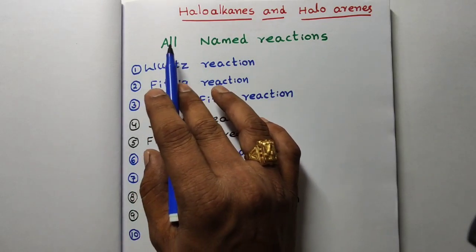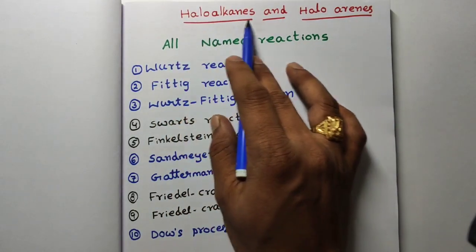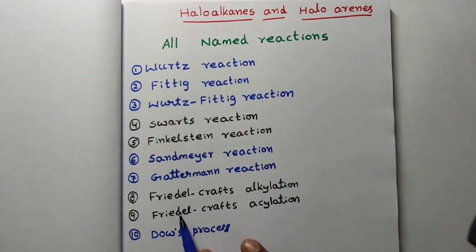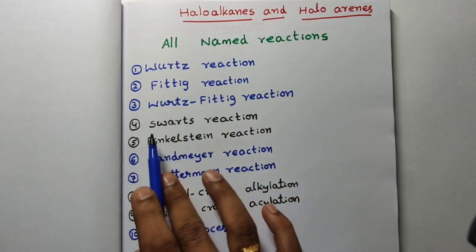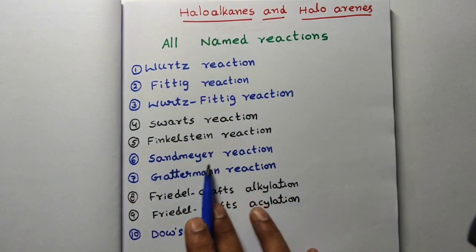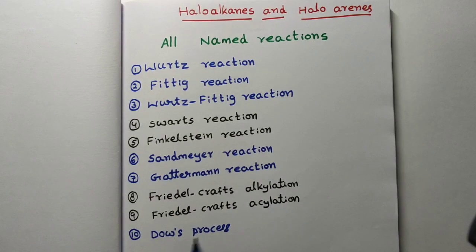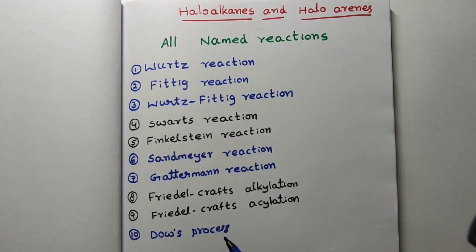Today in class I am going to teach you a trick to remember all the named reactions from haloalkanes and haloarenes. These 10 named reactions are very important. What are those? Wurtz-Fittig, Swarts-Finkelstein, Sandmeyer-Gattermann, Friedel-Crafts alkylation, Friedel-Crafts acylation and Dow's process. Watch the complete video. Definitely you will benefit from this.